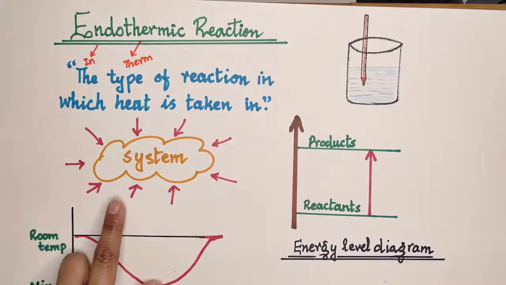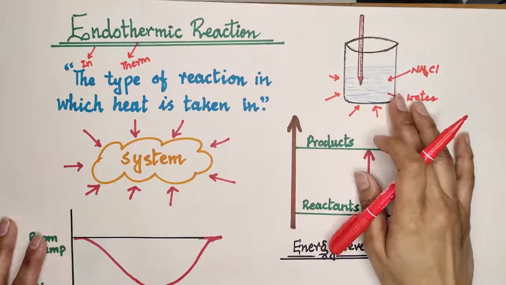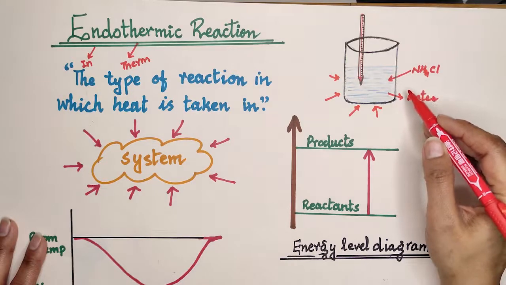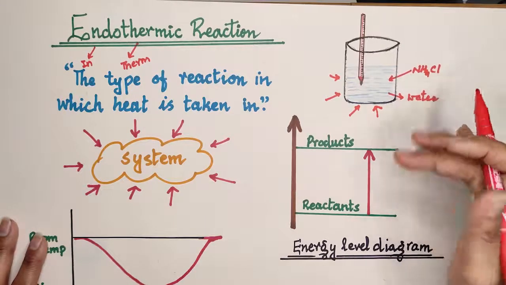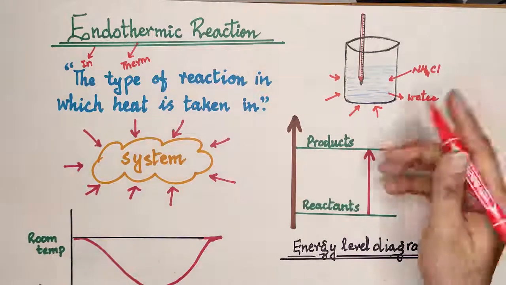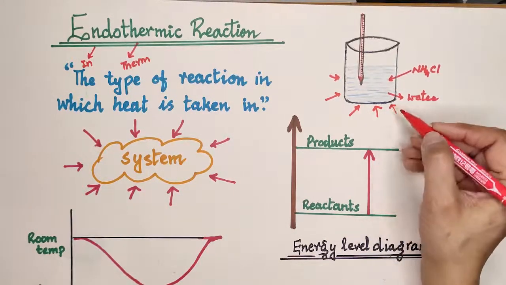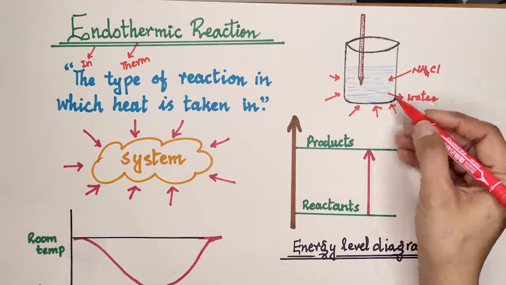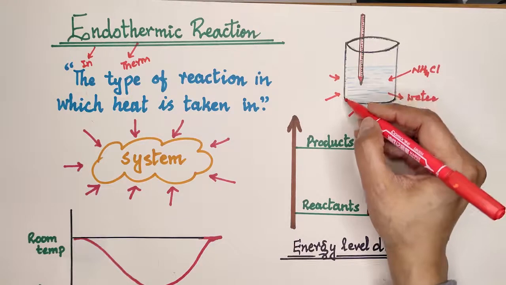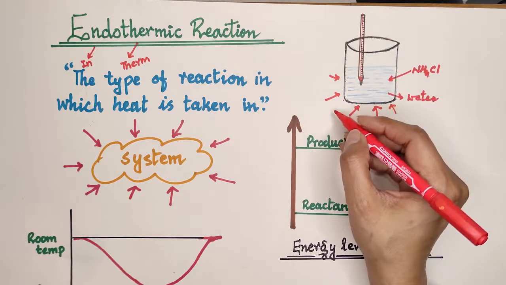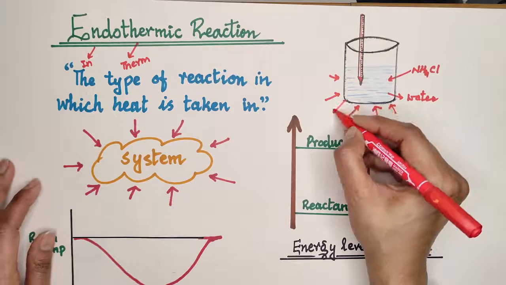For this purpose, take this example: if we dissolve ammonium chloride in water, there is a decrease in temperature. So the mixture takes in heat from the surrounding. This is the surrounding from where it will take the heat. It warms up again, and we say the solution has more energy than the solid and water at the start. So this beaker will become cool.